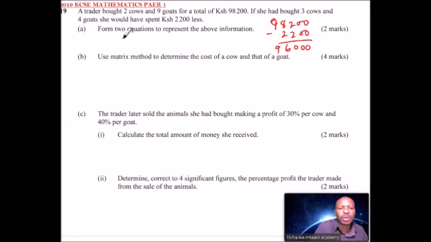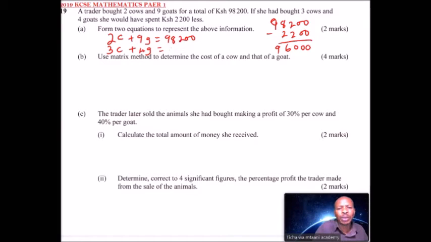So to form the two equations, you can say, let C represent the cow. So you can say 2C plus 9 goats, G for goats, is equal to 98,200. Then we have, if we had bought 3 cows, plus how many goats? 4 goats.